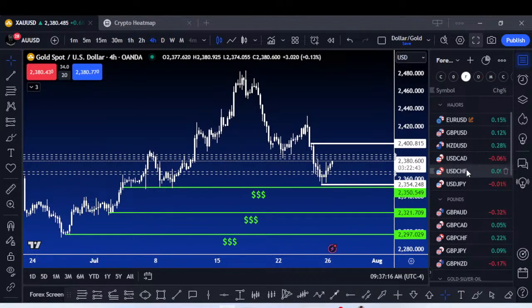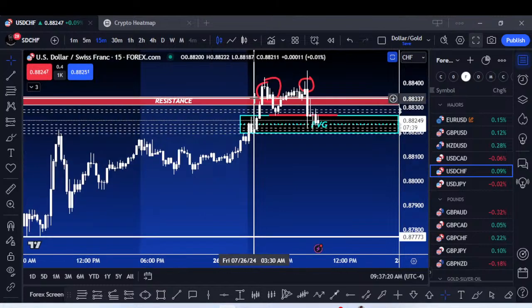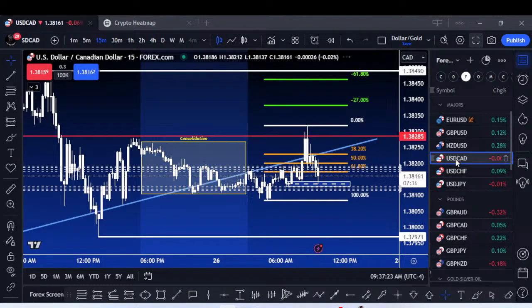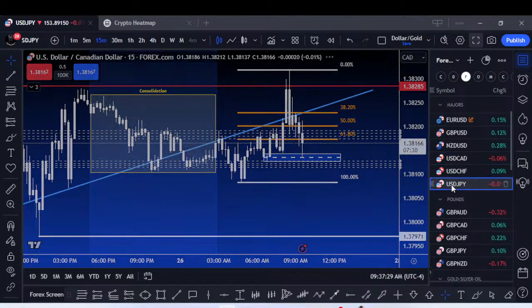Dollar CAD, dollar CHF, both are giving me double tops on the lower time frames. Right. So that's dollar CHF. All right. So only dollar CHF gave me the double top. Dollar CAD looks a little bullish. Dollar JPY.